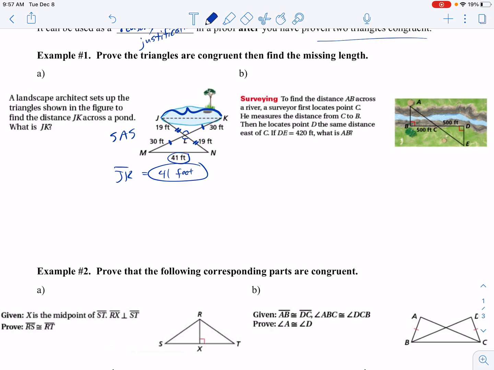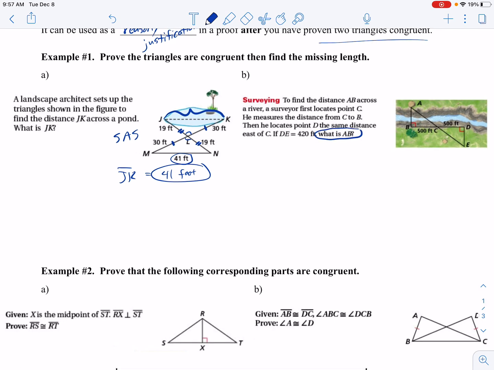First, you need to make sure those two triangles are congruent before you find the length of AB. This length right here, the length across the river. Okay, go ahead and try B.